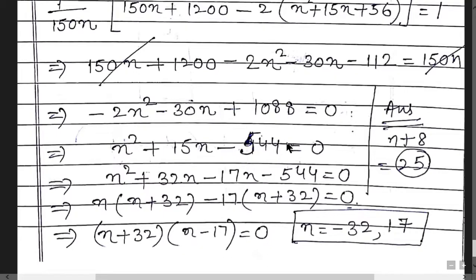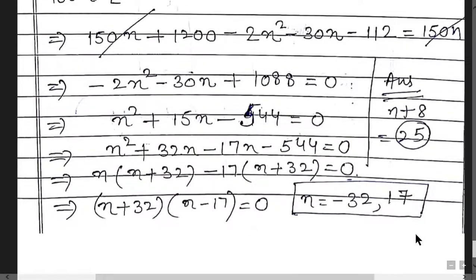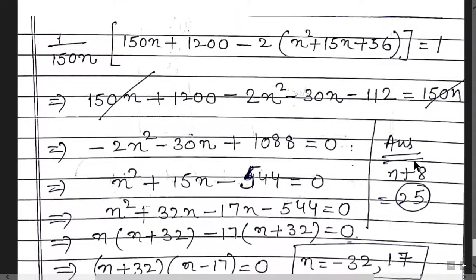Then divide by minus 2, then factorize, and you will get two answers: minus 32 and 17. When you insert the value as 17, because 17 is the possible answer, it means n plus 8 is equal to 25. It's the end of the chapter sequence and series.